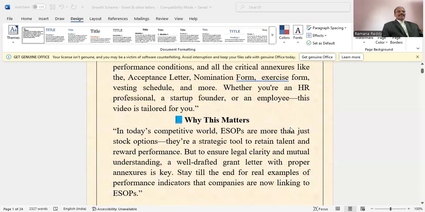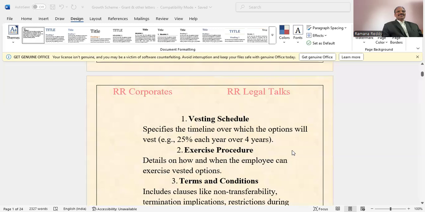Why do ESOPs matter? In today's competitive world, employee stock options are more than just stock options. They are a strategic tool to retain talent and reward performance. But to ensure legal clarity and mutual understanding, a well-drafted grant letter with the proper annexures is the key. Stay till the end for real examples of performance indicators that companies are now linking to employee stock options.